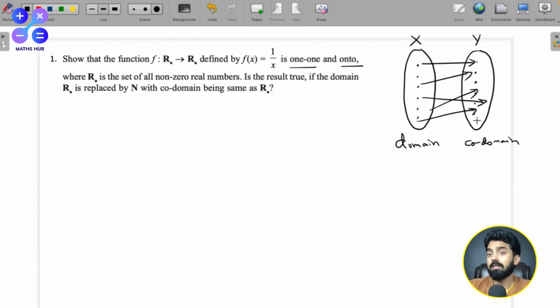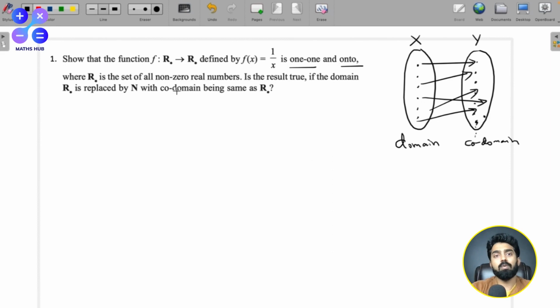It's possible that you may have extras here, some of these elements not being mapped to anything, but everything here will be mapped to something over here. And if it is onto, then every element here will also be mapped to some element over here. If it is one to one and onto, then every single one of these elements will be mapped to every single one of these elements. So basically, that's what we have to prove in this case.